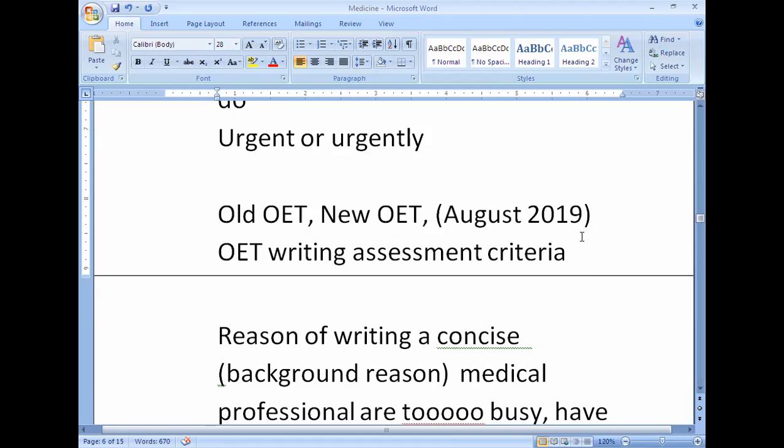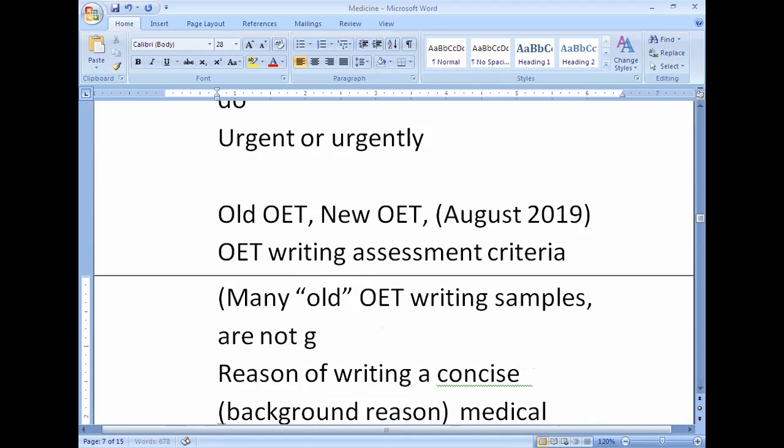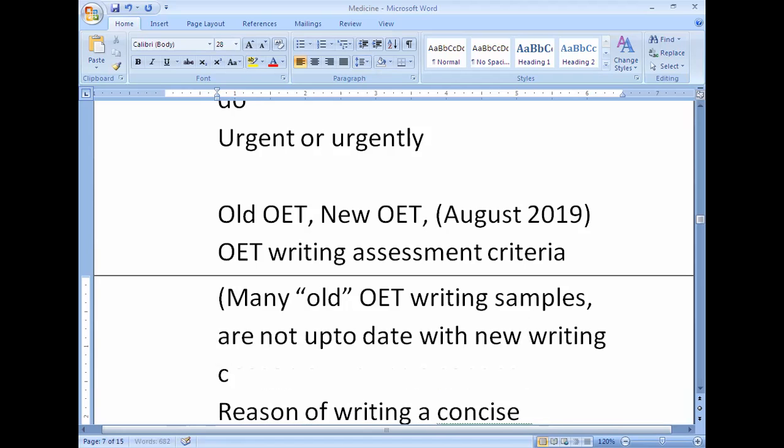So what I want to say here is, the problem is that many free OET writing samples, free in commas, because these are written by somebody and then people share them on social media, are not good and not up to date with the new writing criteria. Okay, doctor.